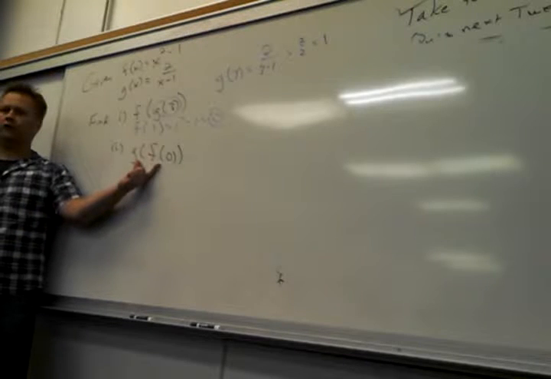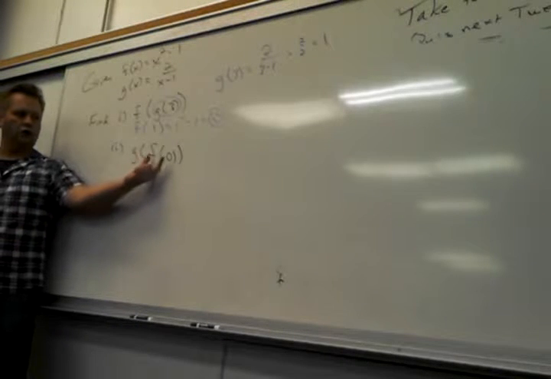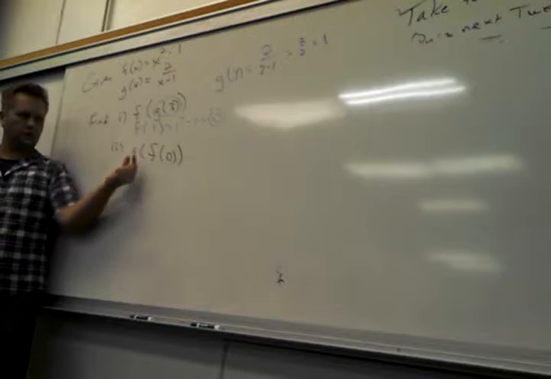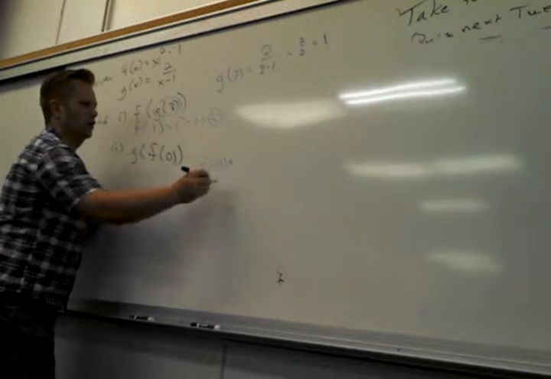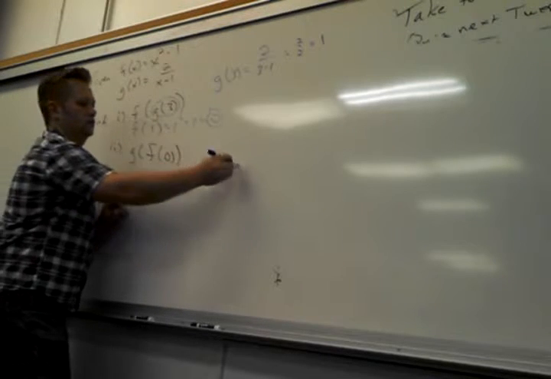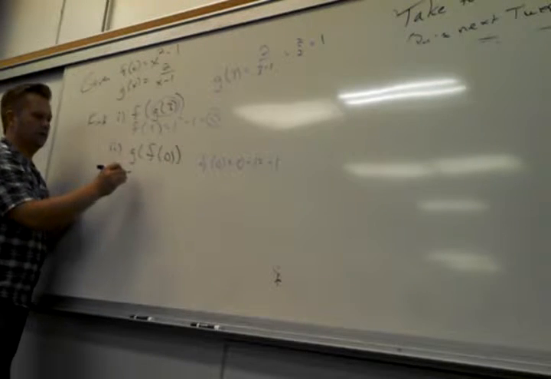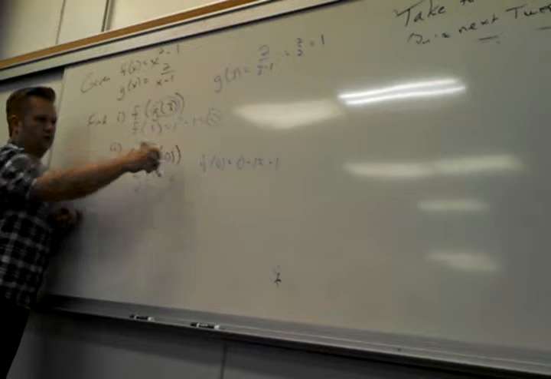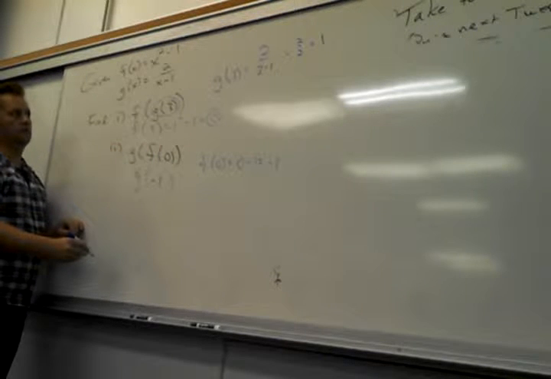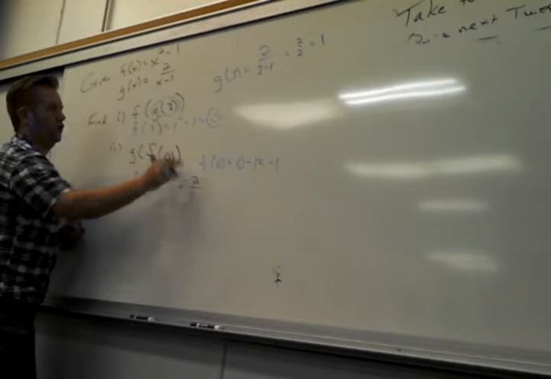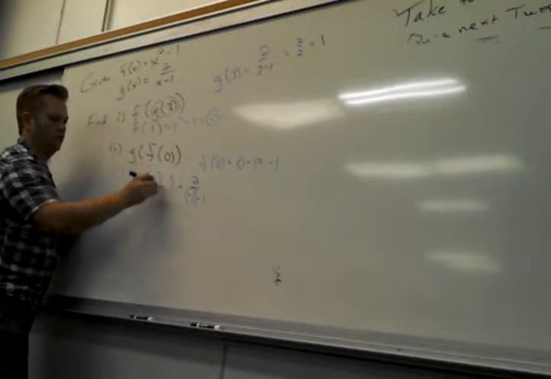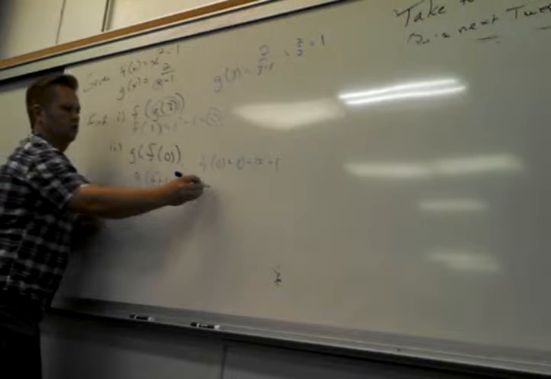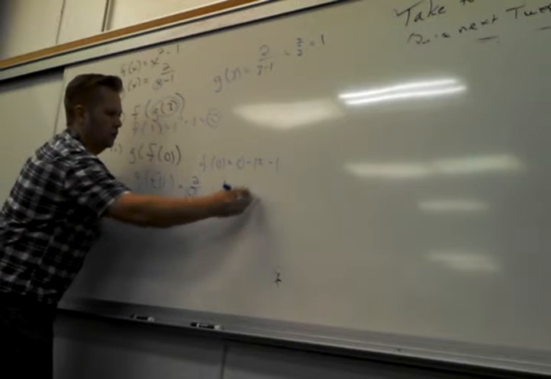So what do you want to figure out first here? If I knew what f of 0 was as a number, I could just plug that number into g, right? So it makes sense to start with f of 0, which is 0 minus 1, negative 1. So then this says, what's g of negative 1? Yeah, so 2 over negative 1 minus 1. So I'm just plugging a negative 1 in. 2 over negative 2, negative 1.